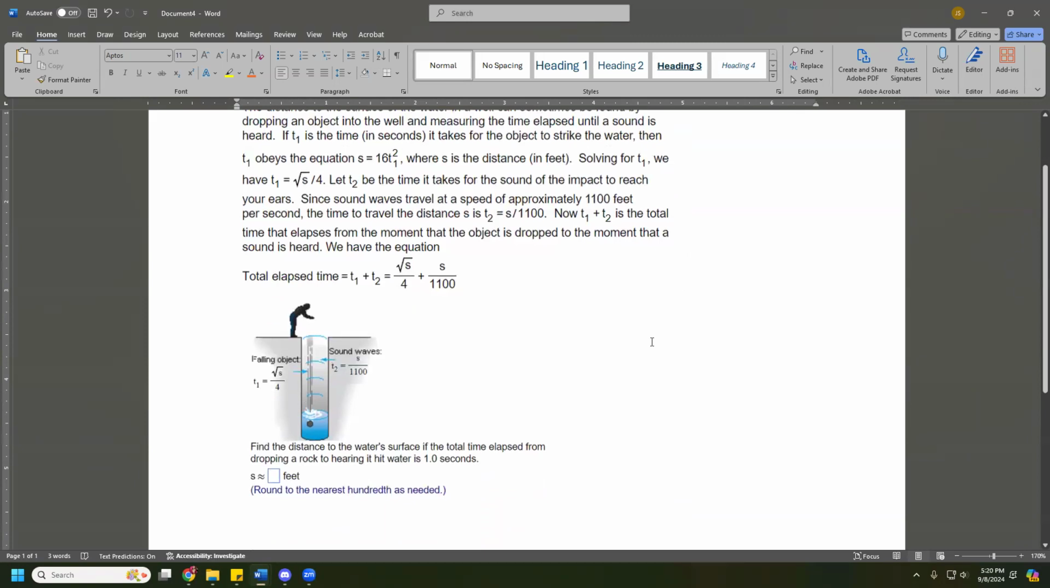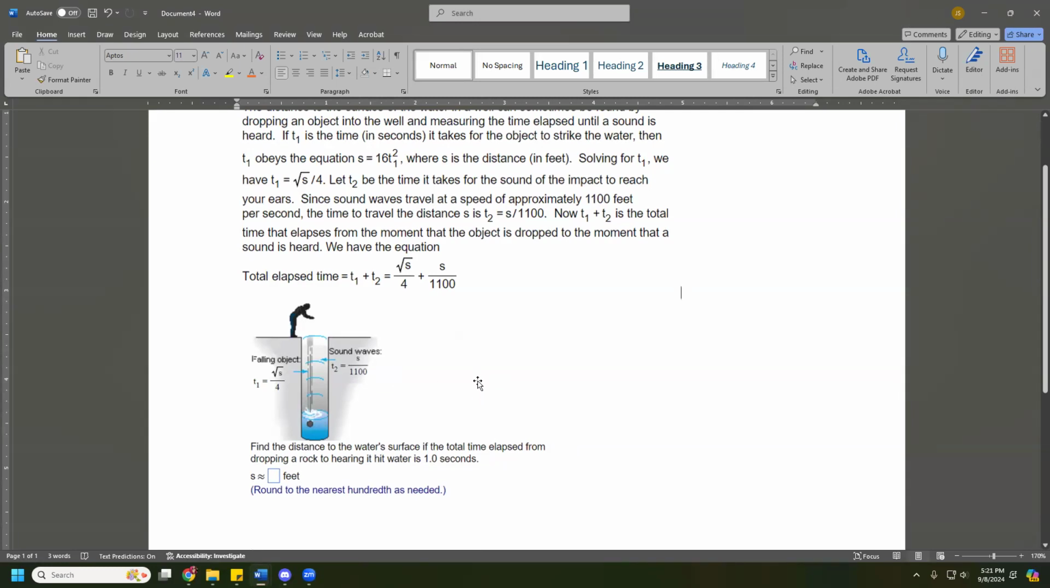To summarize, what's happening here is they're dropping a stone into a well, and it takes some time for the object to fall. So the first part of this time equation here is T1, where square root S over 4 is the time it takes for the rock to fall. However, it takes a little bit of time for the sound to make it all the way up to you after it hits the water. It has to actually travel up. And that's the second part of the time component over here. It's saying T2 is S over 1100.